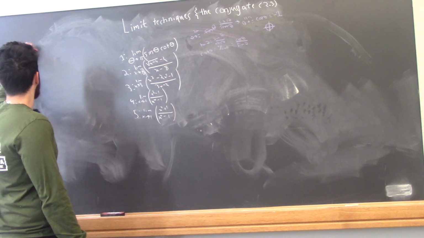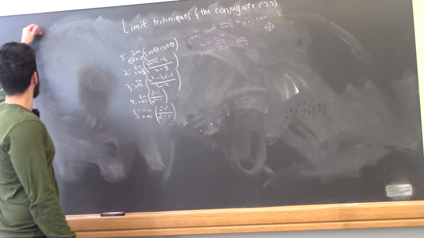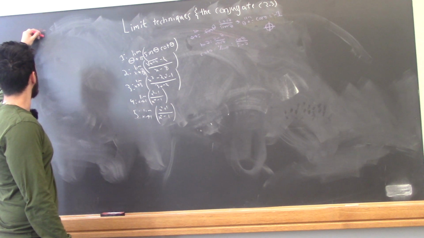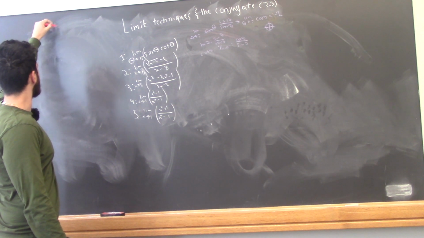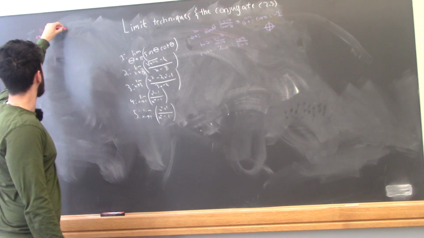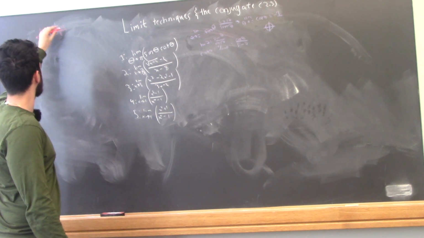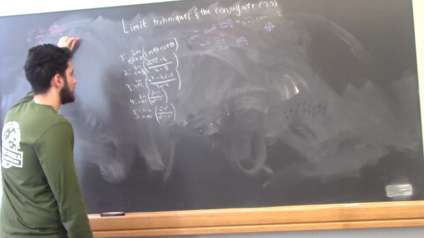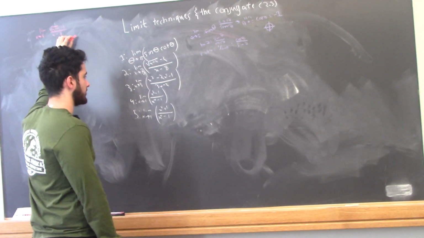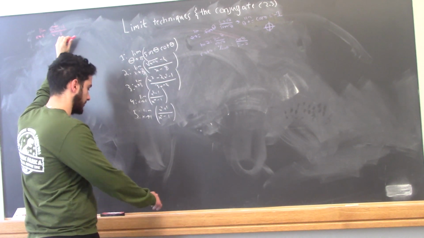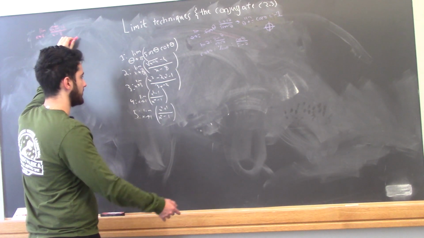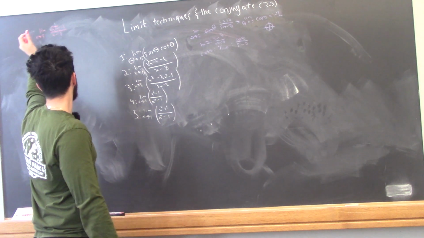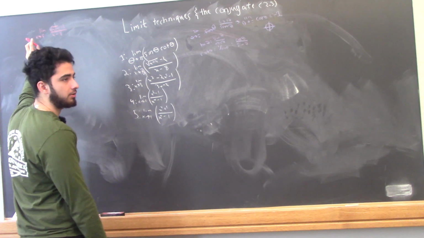Let's do the second one. The limit as x goes to 8 of the square root of x minus 4, minus 2, over x minus 8. Okay, let's plug it in. We get square root of 8 minus 4. 8 minus 4 is 4. Square root of 4 is 2. So 2 minus 2 is 0. 8 minus 8 is 0. So that does become 0 over 0.